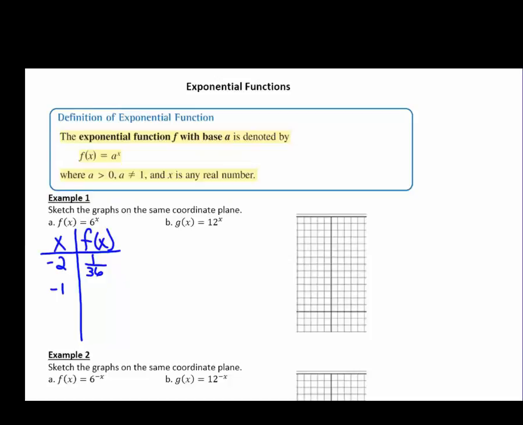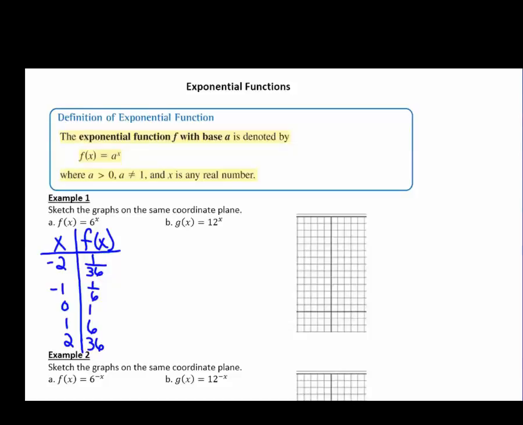Then we can plug in -1. So it's 6 to the -1, which is going to make it 1/6. We can plug in 0. And any number to the power of 0 is going to be 1. If we plug in 1, we get 6 to the first, which is 6. And if we plug in 2, we get 6 squared, which is 36.